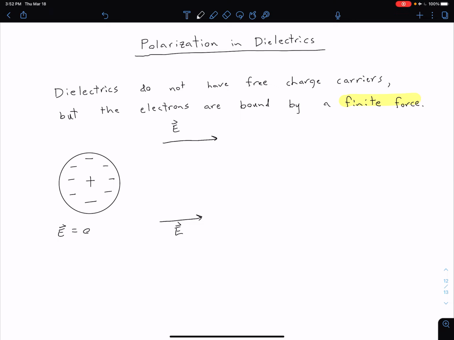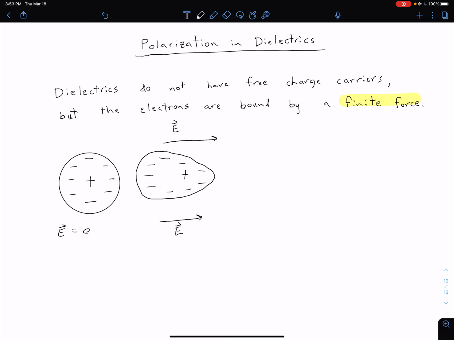Well, of course, what's going to happen is our electrons are going to experience a force in the opposite direction of E, so from right to left, and our nucleus is going to experience a force in the direction of E, from left to right. And so what happens is our circle will get elongated and it'll look more like an egg shape. So we'll have our nucleus displaced a little bit to the right, and we'll have our negative charge displaced over here more towards the left.